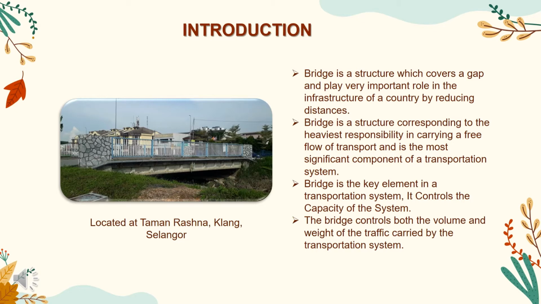A bridge is a structure which covers a gap and plays a very important role in the infrastructure of a country by reducing distance. A bridge is a structure corresponding to the heaviest responsibility and carrying a free flow of transport, and is the most significant component of a transportation system. Bridge is the key element in a transportation system. It controls the capacity of the system. The bridge controls both the volume and weight of the traffic carried by the transportation system.